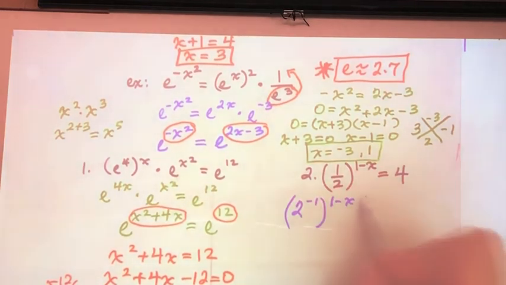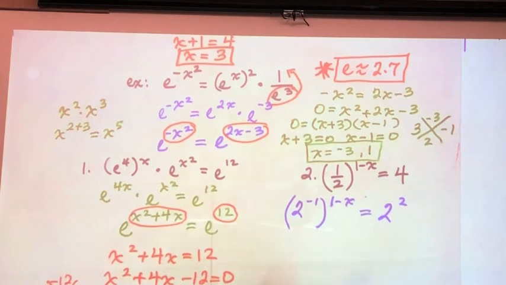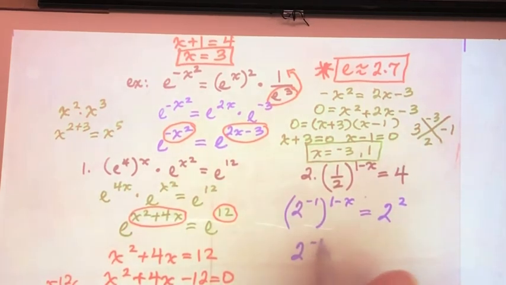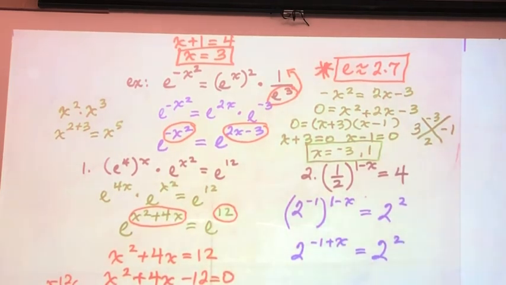And over here, I'm going to have 4. Can I make that into a base 2? And I can do 2 to the 2nd power. Now, I can multiply these out, right, by distributing them. So I get 2 to the negative 1 times 1 is negative 1. Negative 1 times negative x is x. And this is equal to 2 to the 2nd power.